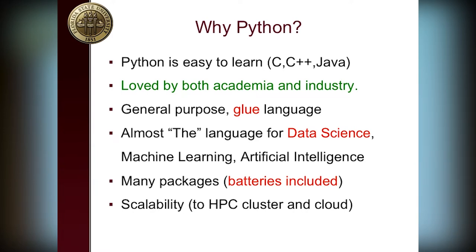If you look at the programming language pages on Wikipedia, they are actually sorted by letters from A to Z. Each letter has quite many. So there are like thousands of programming languages. Then why choose Python? So first, Python is easy to learn. Okay? Compared with C, C++, or Java.